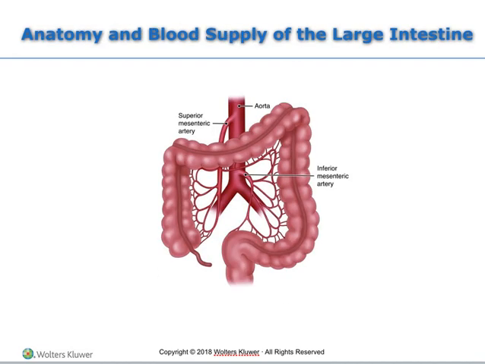So remember, the large intestine, or colon, it's more about water absorption and expelling waste.